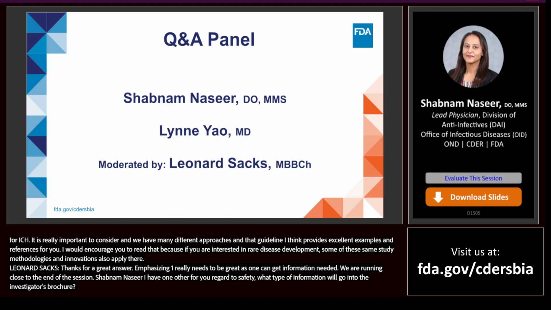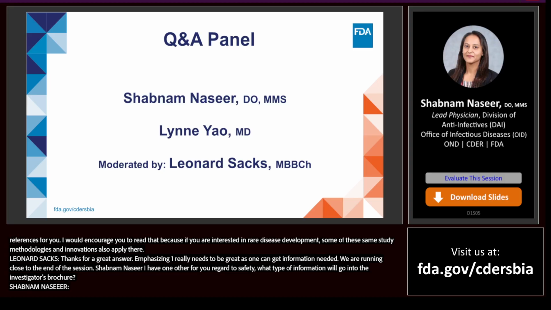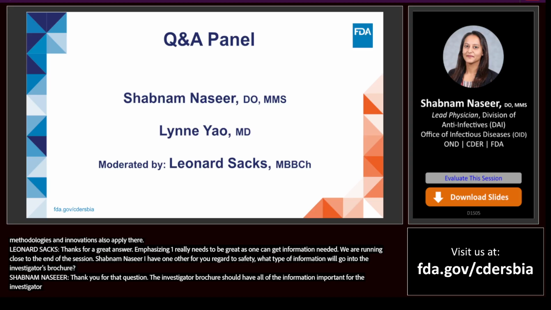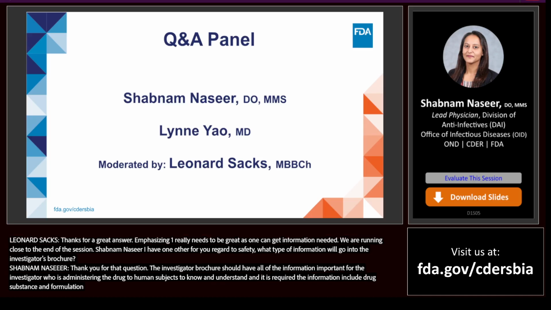Okay, thank you, Leonard, for that question. So the investigator brochure, or the IB, should have in it all the information that's important for the investigator who's administering the drug to human subjects to really know and understand. And it's required that the information include information on drug substance and formulation and the pharmacological and toxicological effects of the drugs, and then again in humans if known.